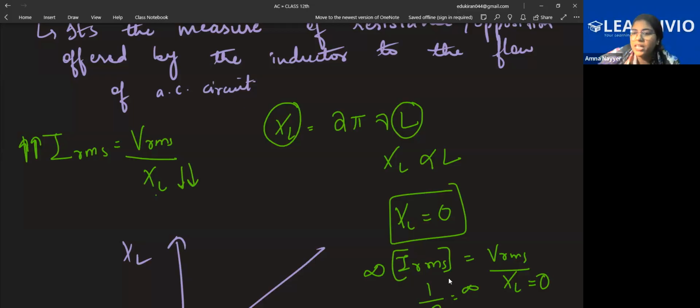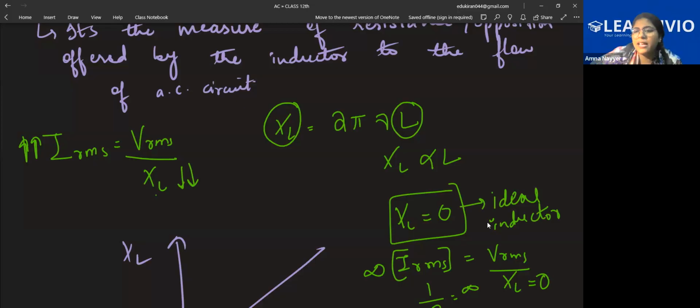Same thing here. Least resistance, like XL. XL means the resistance. A wire where current is flowing, electrons are flowing, and there is no opposition to the movement. This is actually not possible. But if it is possible, then we say this is the case of an ideal inductor. It means in our circuit, lots and lots and lots of current will be there.